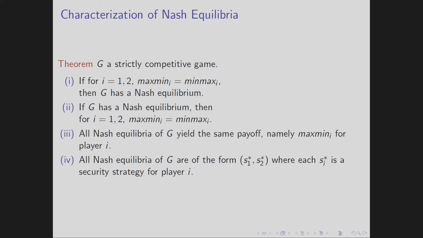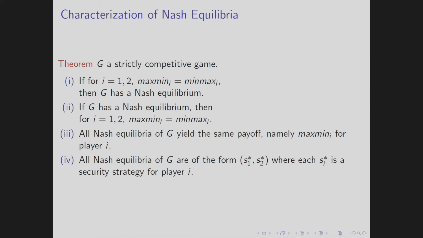So first, the first 2 points show that there is an equivalence: a strictly competitive game has a Nash equilibrium if and only if there exists an equality between this max-min and min-max for both players. So this is the first thing.